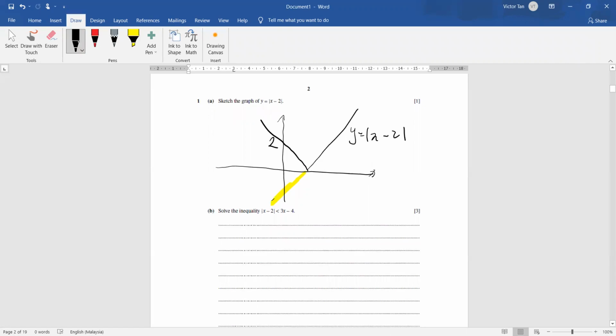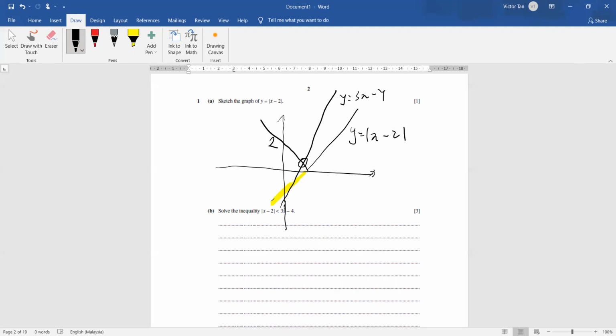If you look at the graph, most books or teachers will ask you to square both sides of the equation. But if you square both sides, you will have two solutions. But if you sketch the graph, y equals 3x minus 4 here, you will only have one solution, one point of intersection. So there's only one inequality for a solution. So how do you get this point here?